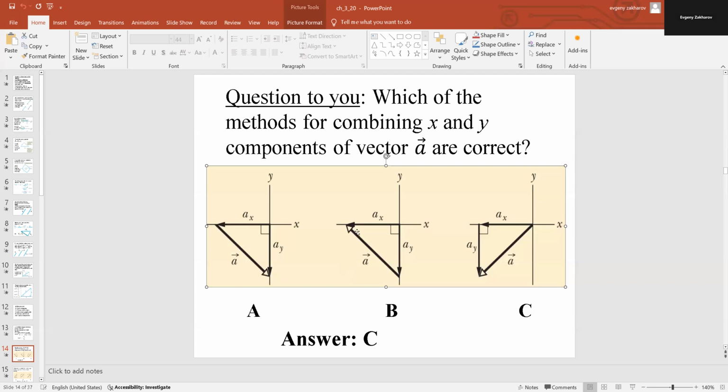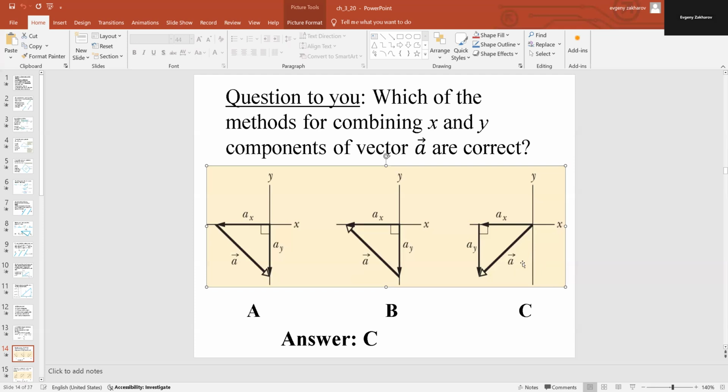Okay, for option B, same thing, a sub x, a sub y. And what do you see? Same mistake, it is the wrong diagonal. You can't pick this diagonal because all vectors start from the same point, a sub x, a sub y, and your vector A should be pointing this way, south of west. That would be the correct answer.